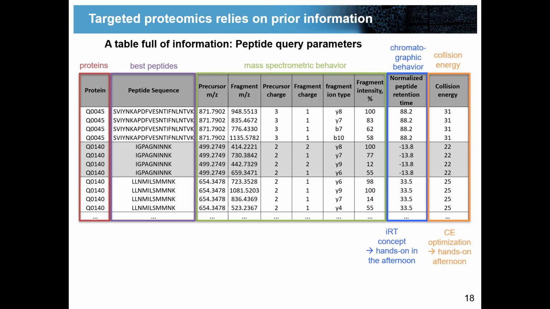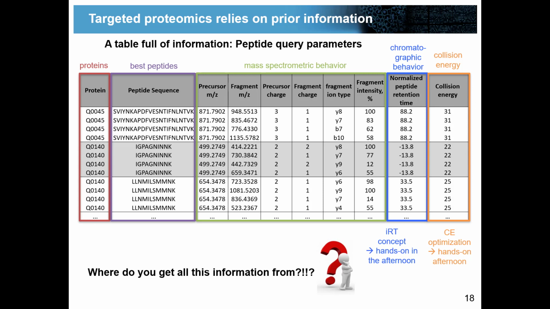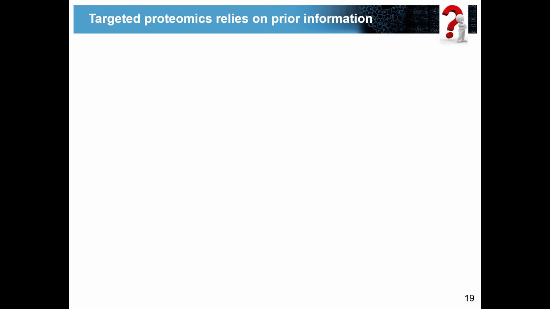So these are the typical peptide query parameters that you need to generate upfront or that you can potentially download from the internet. And these peptide query parameters, no matter whether you want to do an SRM, a PRM, or a DIA experiment, are needed for all of them. For DIA, if you want to do a targeted peptide-centric data analysis, you would also use exactly such a table. So how do you fill the table? Where does all this information come from?